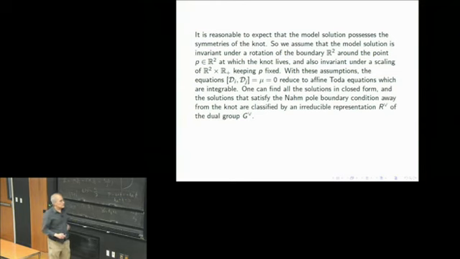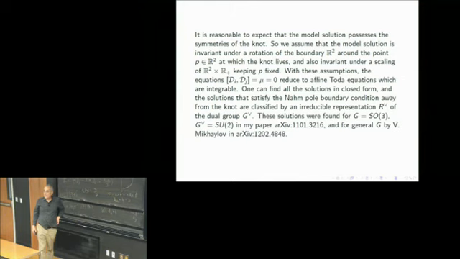You find all the solutions in closed form, and the solutions consistent with the non-pole boundary condition away from the knot are indeed classified, as I've been promising, by an irreducible representation of the dual group. I found these solutions for SO3 in my paper, and my student Viktor Mikhailov found them for general G somewhat later, using the integrability of the affine Toda equation.